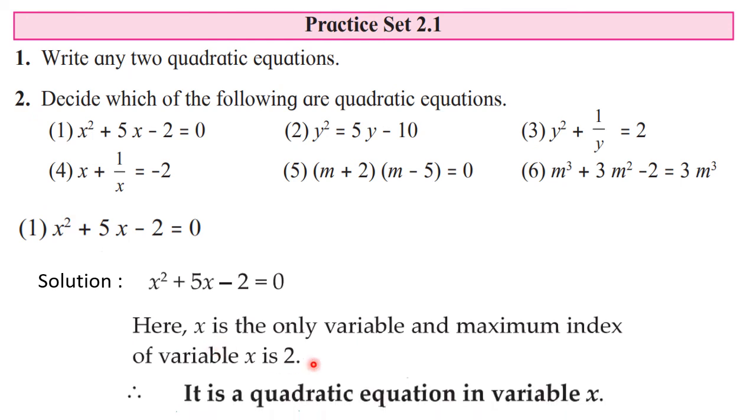Therefore, it is a quadratic equation. Or, if you want to be more precise, you can write that it's a quadratic equation in variable x. But here you need to write about these two conditions. You need to give the justification. As I have said, if you simply write that it is a quadratic equation, then you will get half a mark or you will get 0 marks also, because without justification there is no value to your answer.